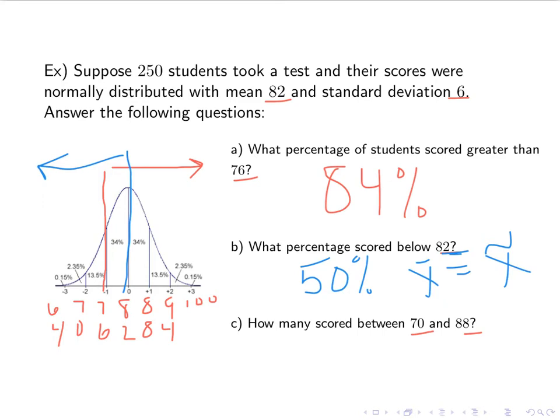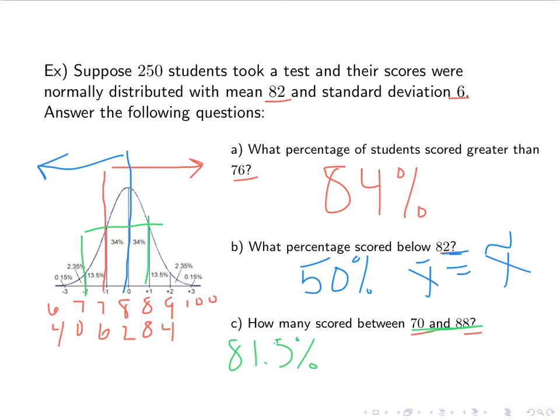Okay, so again, I'll change colors. And this one says how many scored between 70 and 88. So between 70 and 88, that is those 3 sections, the 13.5, the 34, and the 34. So the first thing I want to do is find the percentage. If I add up the 3 percentages, I will get 81.5%. But the question is how many, not what percentage.